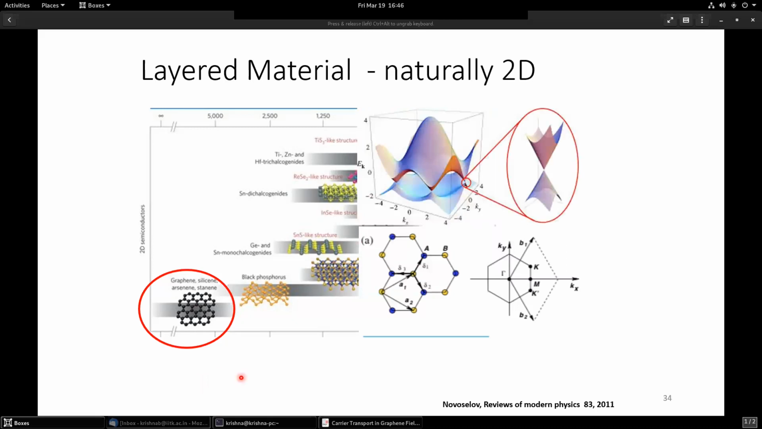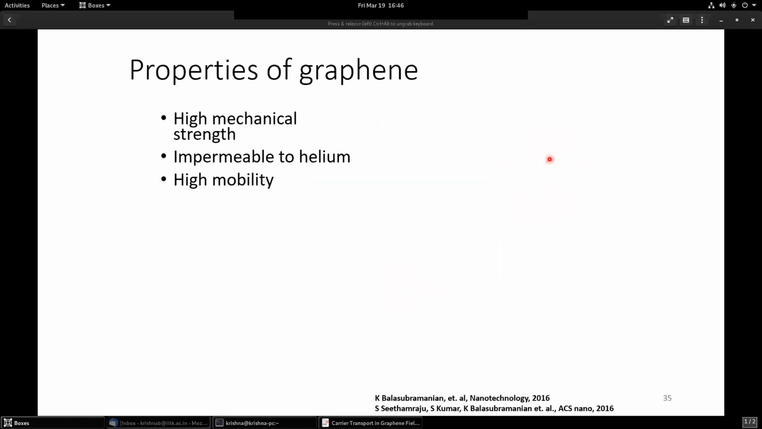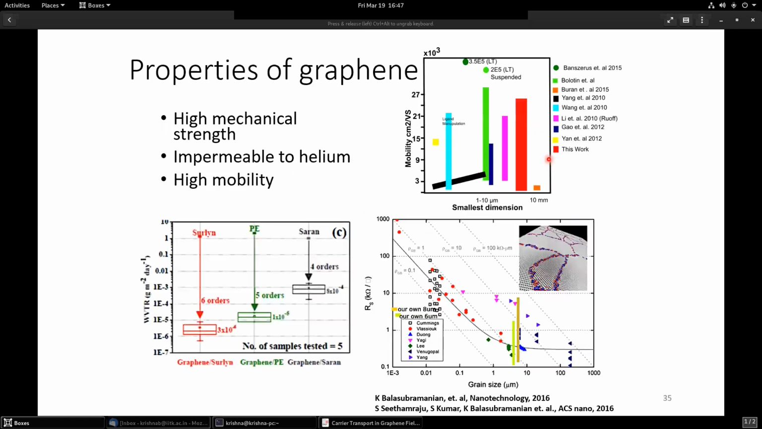And the most important aspect of this is it has a linear dispersion, in comparison to what we saw previously, where you have a parabolic dispersion. You have a linear dispersion in graphene. The linear dispersion comes about because you have two sublattices which belong to the same carbon atom. So when you do the tight binding approximation for this, it will turn out that you have a linear relationship between the energy and the K vector. It has several properties. It has high mechanical strength, impermeability to helium, high mobility, and so on and so forth.